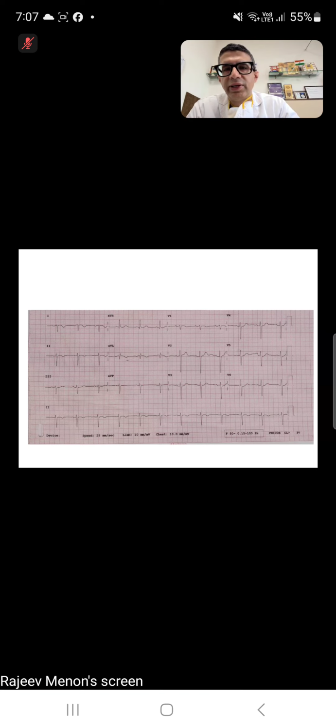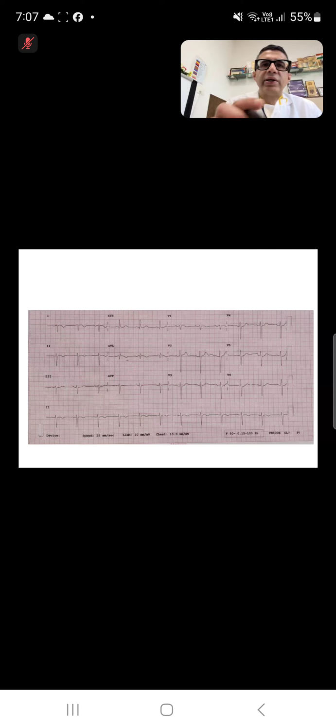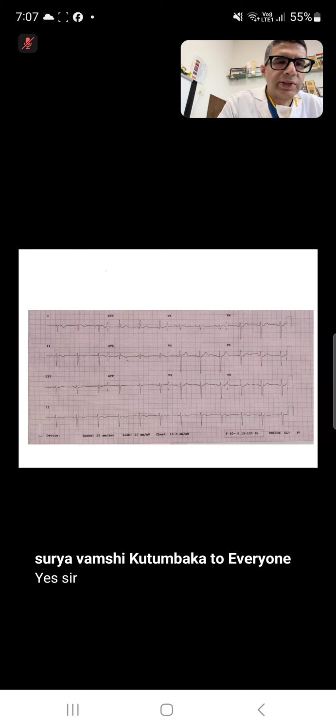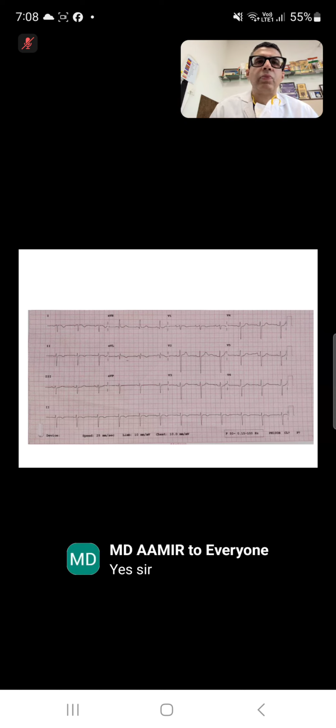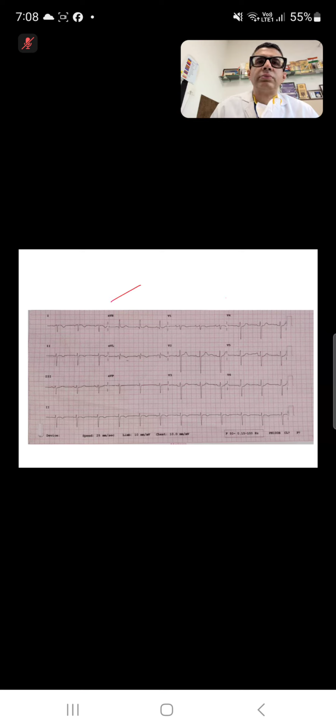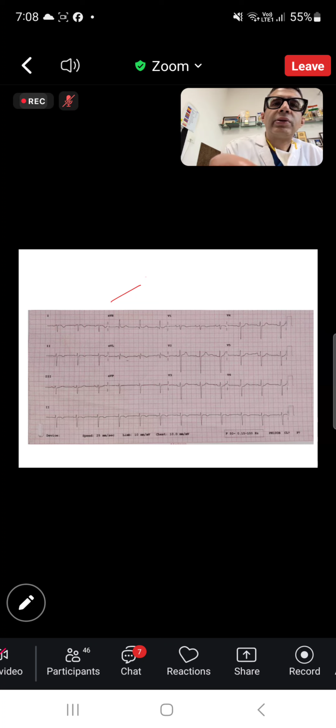So when you have this type of ECG where L1 is negative and aVR is positive, you have basically around three important differential diagnoses. Okay, so the first common one is the lead reversal.